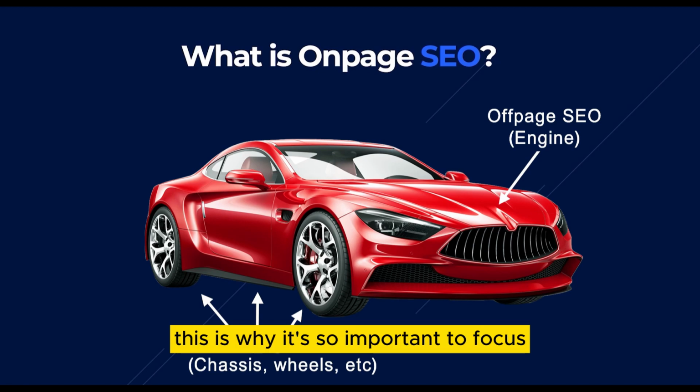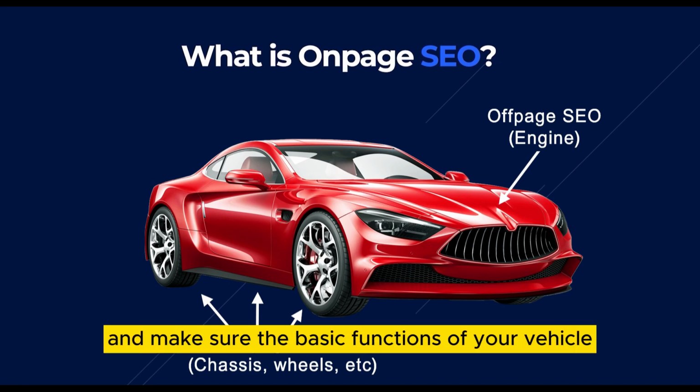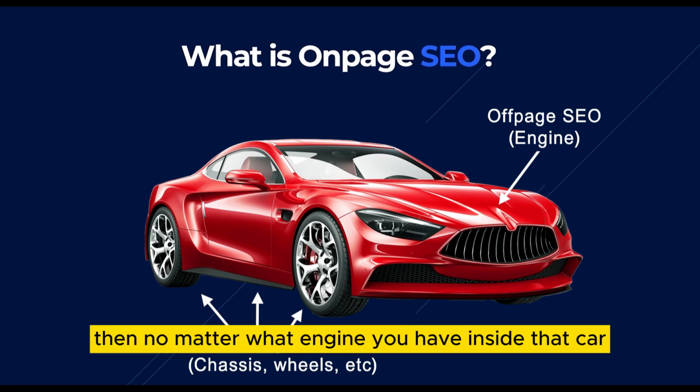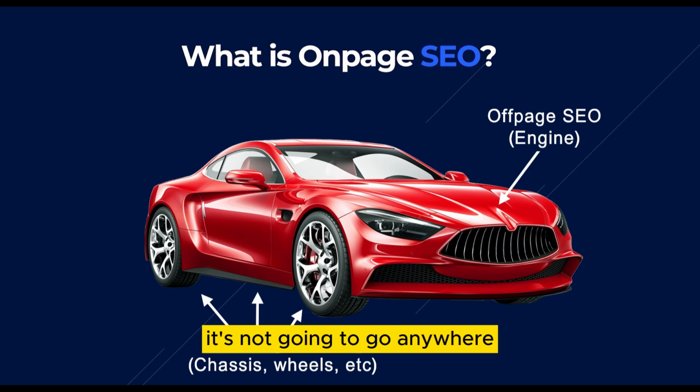This is why it's so important to focus and make sure the basic functions of your vehicle are functioning correctly. If you only have a car with one wheel, for example, then no matter what engine you have inside that car, it's not going to go anywhere. This is why we focus so hard on doing the perfect on-page SEO, as it's literally the foundation upon which we build.